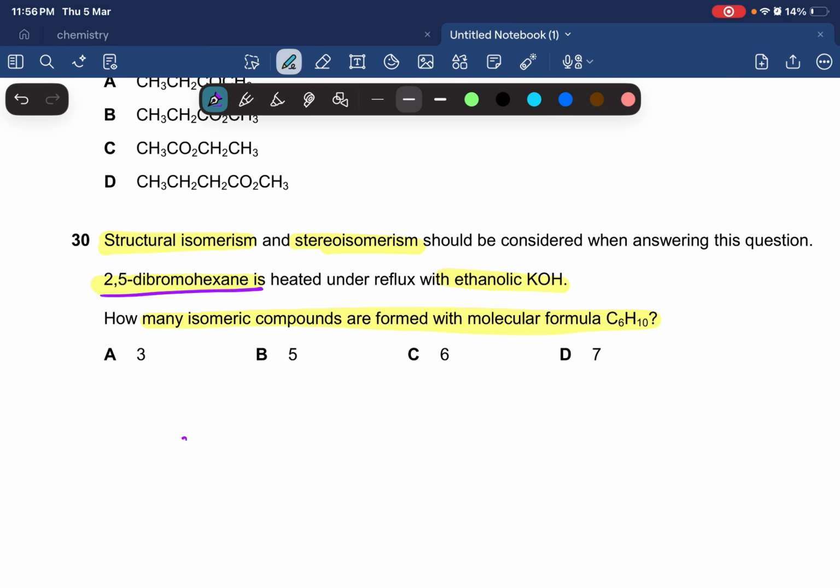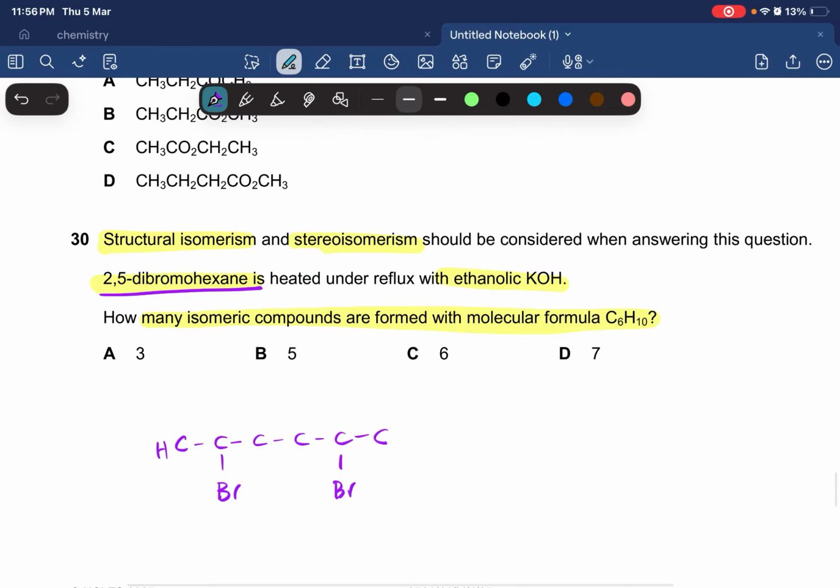2,5-dibromohexane. First I have to draw hexane, which means 1, 2, 3, 4, 5, and 6. Then 2,5-dibromo: a bromine on carbon 2 and a bromine on carbon 5. And the rest I'm just going to fill with hydrogens: CH3, CHBr, CH2, CH2, CHBr, CH3. So that's 2,5-dibromohexane heated under reflux with ethanolic KOH. Ethanolic KOH means you can also say ethanolic NaOH. Don't be confused by KOH.